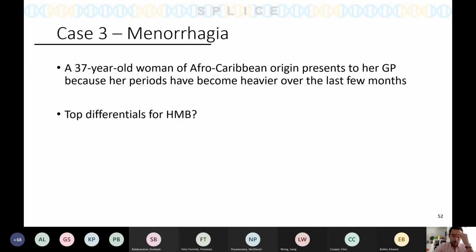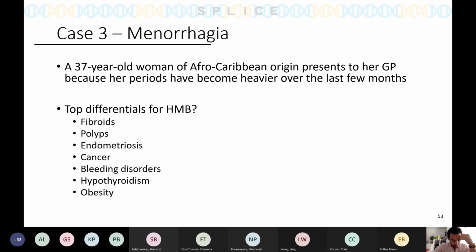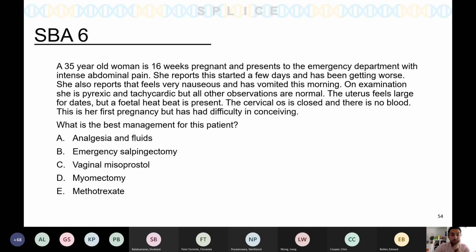So what top differentials for this lady that we've got here for heavy menstrual bleeding? Yeah, fibroids, nice. Given her sort of ethnic origin and presentation of heavy menstrual bleeding, you'd be thinking fibroids. Also, yeah, guys, we're saying polyps, nice. IUD, hyperthyroidism as well, yeah, nice. But these are sort of your top ones, especially fibroids, basically. Cancer as well. Okay, so we'll move on to the next question.